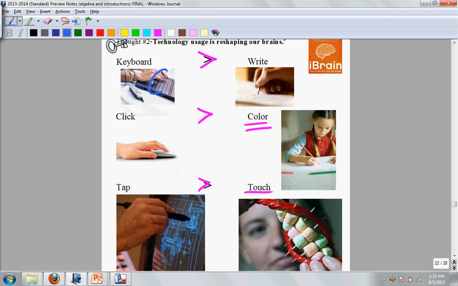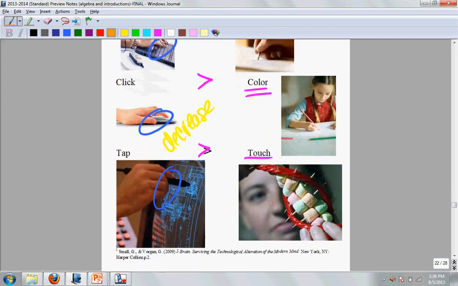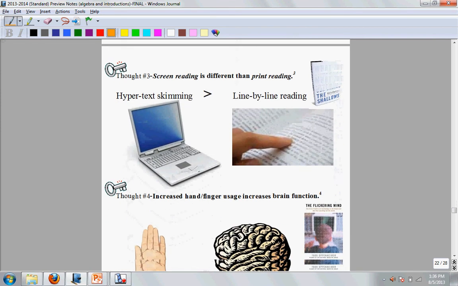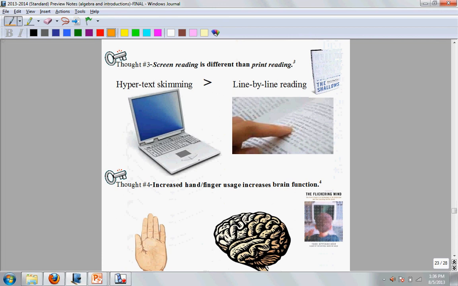Because all of these activities decrease fingertip usage in the sense of drawing and physically involving your environment, it is changing the way we process information quite drastically. So thought number two, digital technology is reshaping our brains. This is really critical that many of you may not have known before.